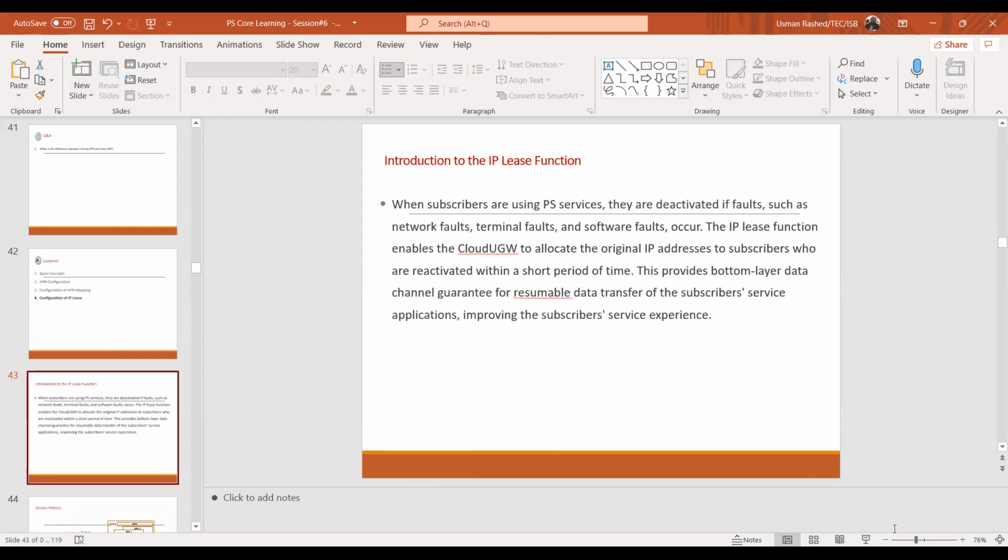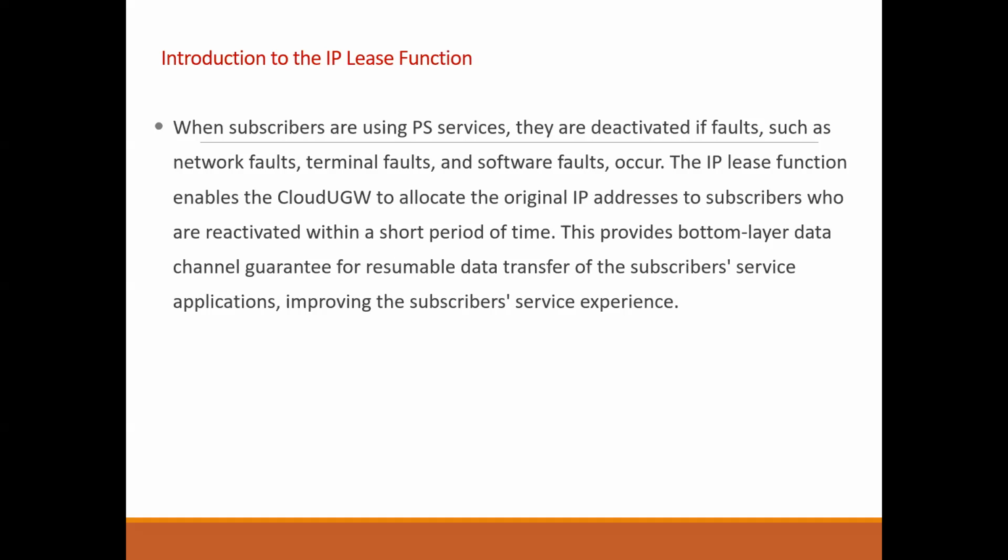Okay, the next concept is the function of IP lease. First we need to understand what is IP lease. When subscribers using PS services are deactivated by a fault, such as network fault, terminal fault, or software fault, the IP lease function enables them to be allocated the original IP address when they are activated within a short period of time. This provides bottom layer data channel guarantee for resumable data service subscriber services, improving the subscriber service experience. For example, I am using internet service and I get an IP address. Let's say this is the IP address which I get.